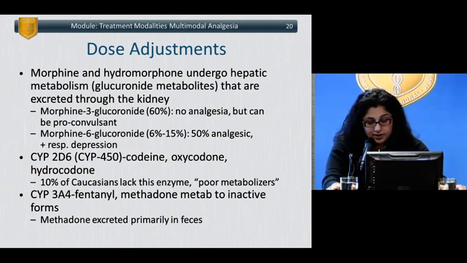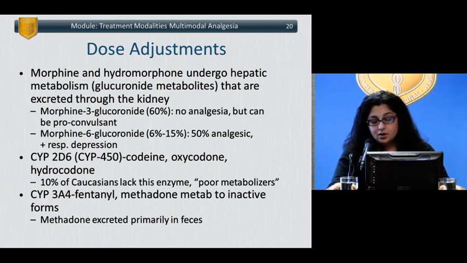Morphine-3-glucuronide is also an active metabolite. It does not provide analgesia, but it can be a proconvulsant. So once again, in a patient with chronic renal insufficiency or end-stage renal disease, you must be cautious with morphine, as accumulation of this metabolite can lead to convulsions.